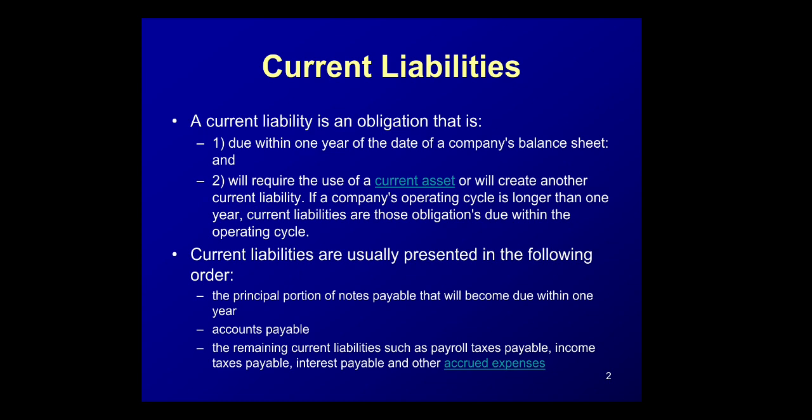The typical example of a current liability is accounts payable. Most of the time, if you have a business and purchase something on credit from suppliers, you will have to pay very quickly, within 1 month most of the time. So accounts payable is a typical example of a current liability.